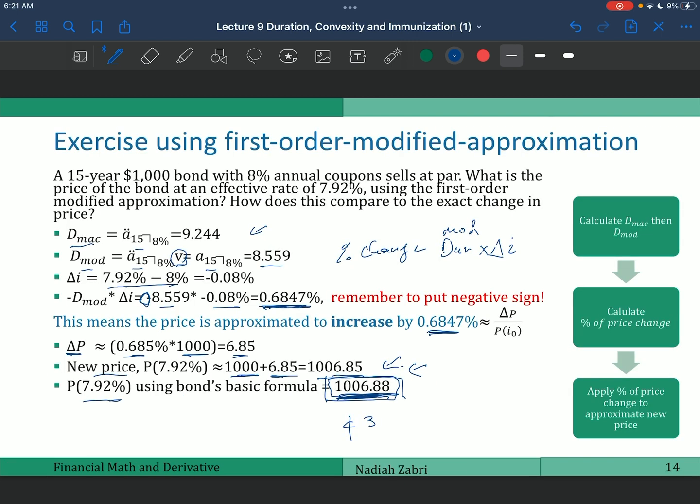I want to highlight here that it's very easy to compute the actual price. Then why do we want to go all the way to use the first order modified duration and first order Macaulay duration approximation to approximate the price? In our example, we are dealing with one single asset, but if we are dealing with a portfolio of assets, then this method of approximation will become very useful. If we are dealing with one, of course, why would we want to use all of this approximation? Just compute the actual.